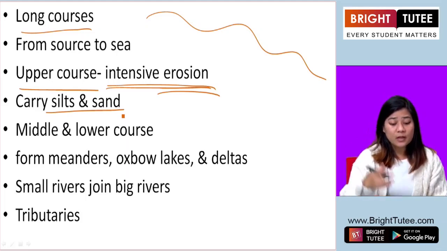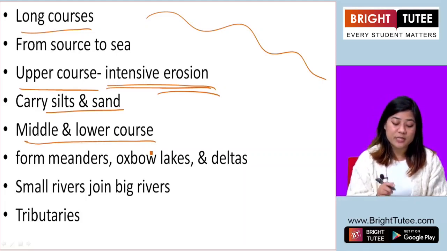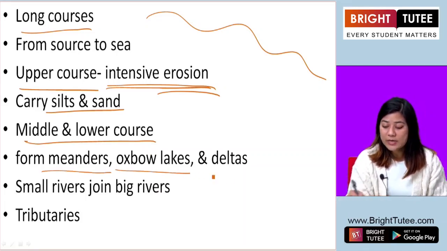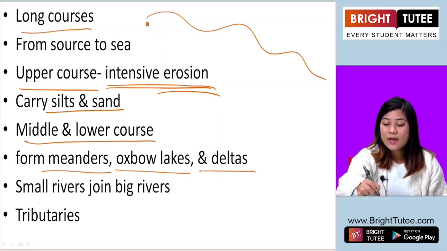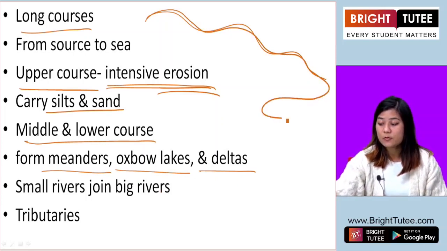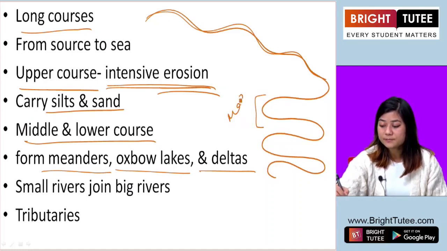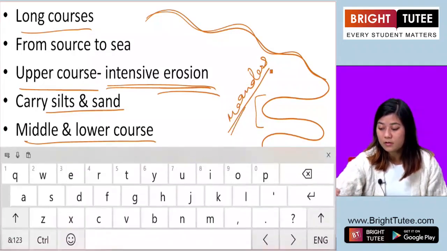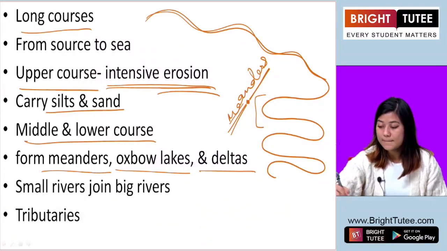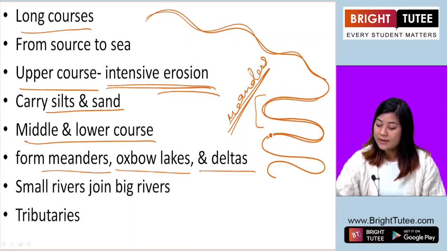Now, if you come to the middle and lower course, we see that these Himalayan rivers form meanders, oxbow lakes, and deltas. So as the river flows from the upper course and comes to the middle and the lower course, it forms meanders. These are called meanders. They form S-like structures or shapes, alright, and oxbow lakes.